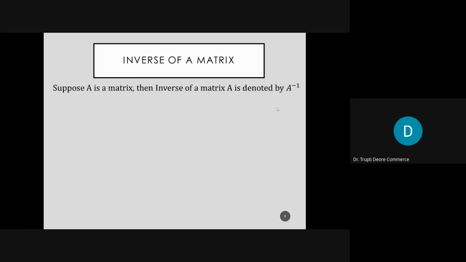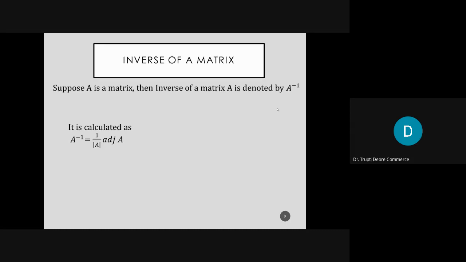So what do we mean by inverse of a matrix? Suppose A is a matrix, then the inverse of matrix A is denoted by A raised to minus 1. How will we calculate A raised to minus 1? It is calculated as A inverse is equal to 1 divided by determinant A. Okay, you will have to calculate determinant A. What is determinant A? The value we find by cross multiplication of the elements, minus the calculation of the other non-diagonal. So determinant A multiplied by adjoint A.